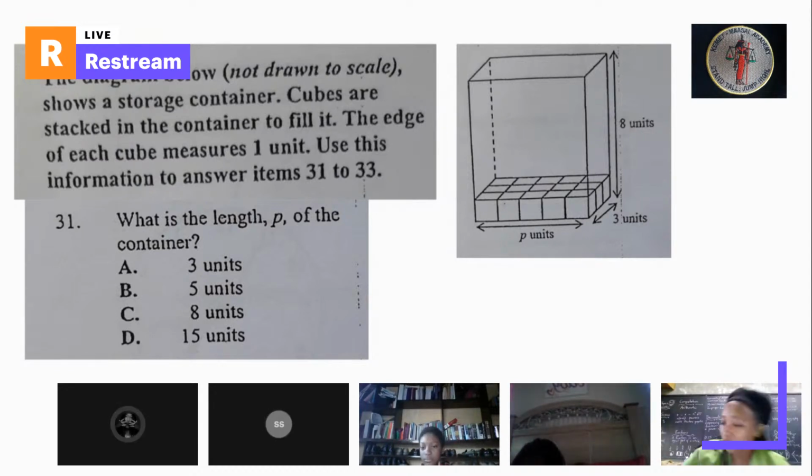Miss, I think I know the answer. All right, what do you say, Legende? Miss, the answer, D, 15. How you got 15? Hold on, Legende. Amari, what did you say for that one? Miss, I said 15 units. Oh, you said 15 as well? Yes, miss. All right, Legende, why you said 15?